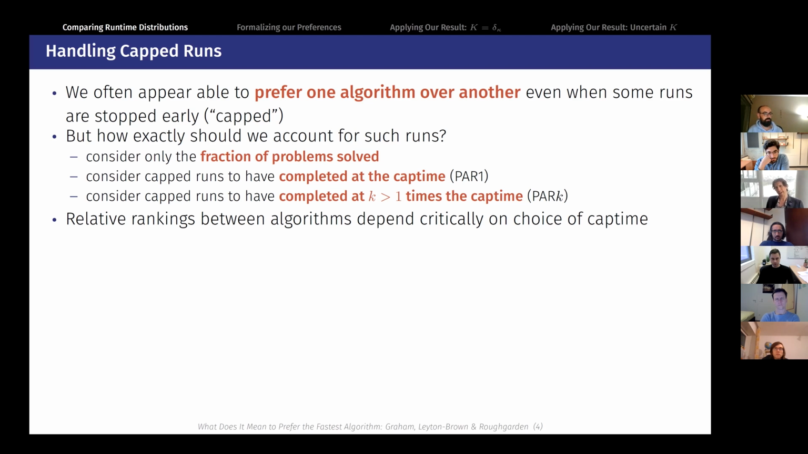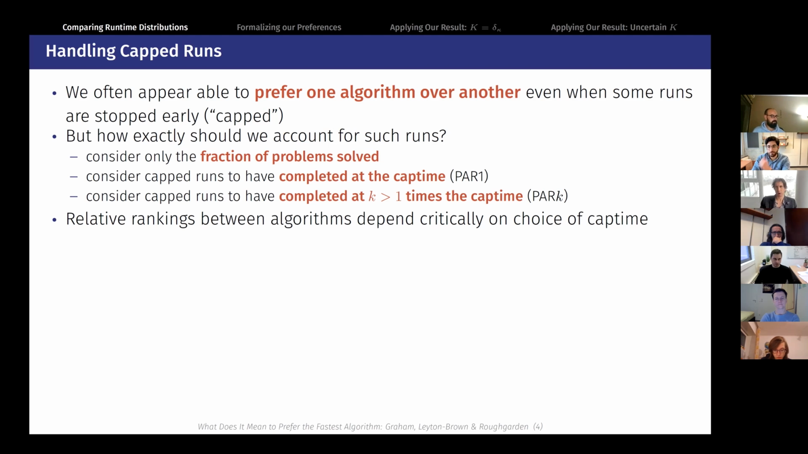If you want to start getting into that trade-off, you can then start thinking about penalizing capped runs. So another thing you can do is to say, let me just imagine that when I cap a run, it completed at the cap time. Then I have something that I can take the average over, but it might not be preserved as I change the cap time. I can actually have inversions in my preferences.